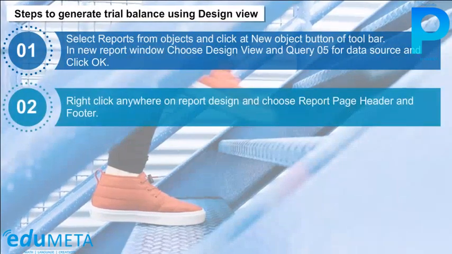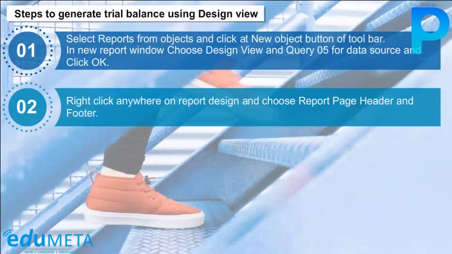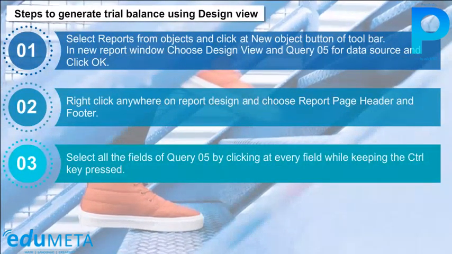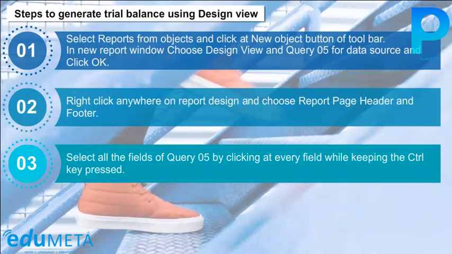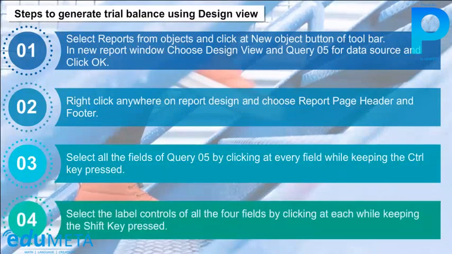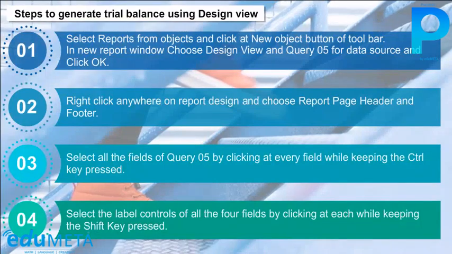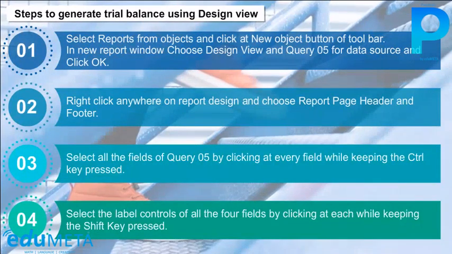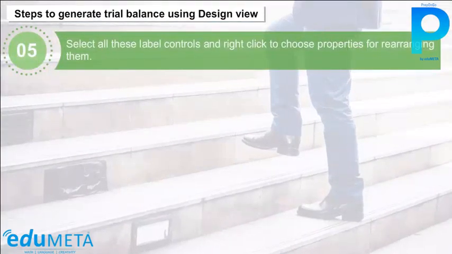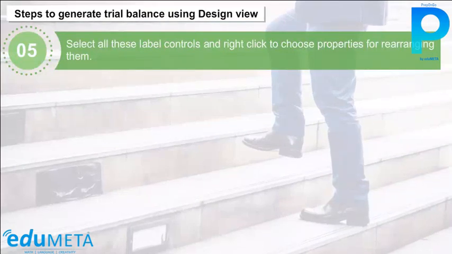2. Right-click anywhere on Report Design and choose Report Page, Header and Footer. 3. Select all the fields of Query 05 by clicking on every field while keeping the Control key pressed. 4. Select the label controls of all the 4 fields by clicking on each while keeping the Shift key pressed. 5. Select all these label controls and right-click to choose Properties for rearranging them.